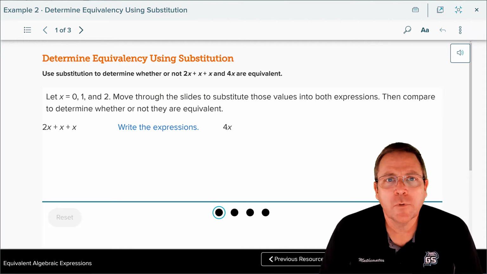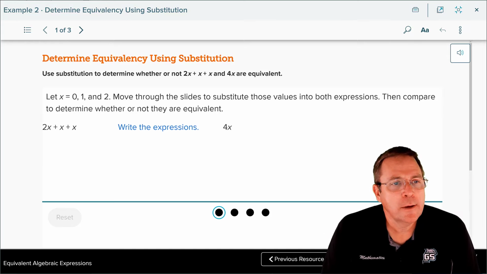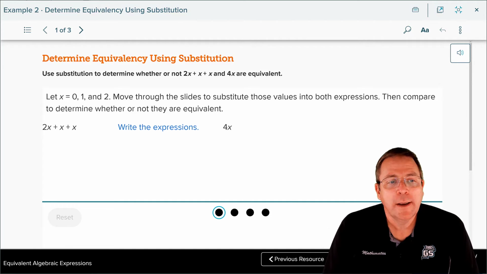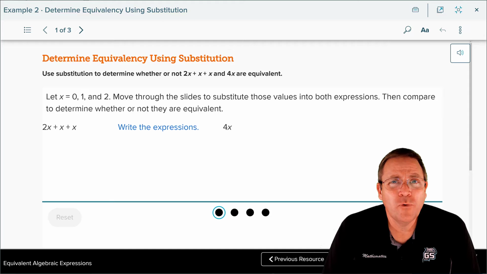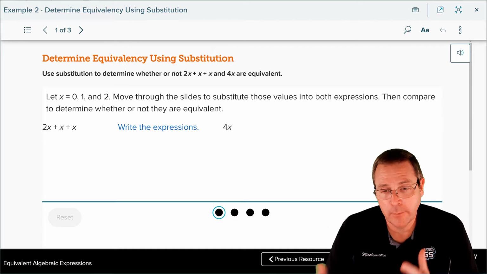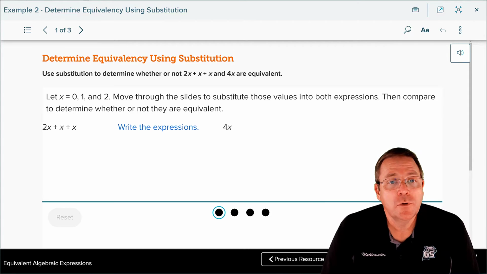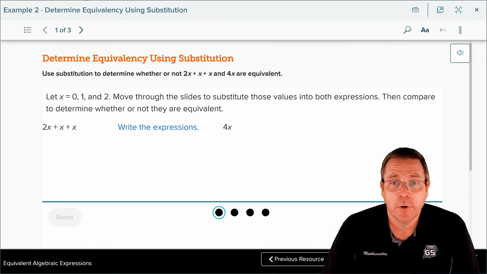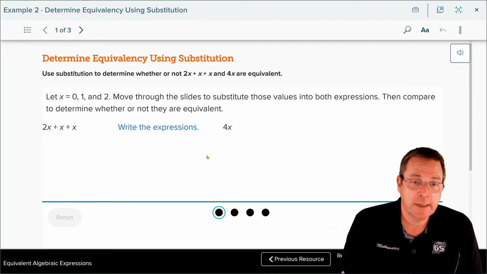So let's look at example 2 here. They let x equal 0, 1, and 2. So they're trying 3 different numbers for x to make sure that they're equivalent. They say use substitution to determine whether or not 2x plus x and 4x are equivalent. And we're going to move through the slides to see what happens.